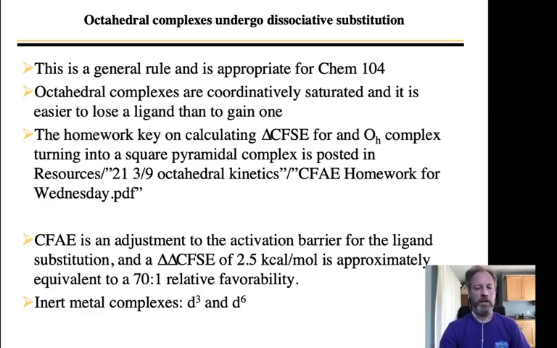Remember, the crystal field activation energy is an adjustment to the activation barrier for the ligand substitution. A delta-delta CFSE of about 2.5 kcal per mole is approximately a 70-to-1 relative favorability of the chemical reaction. We did this in class. This is just a review. And inert metal complexes are those that have d3 and d6 configurations.